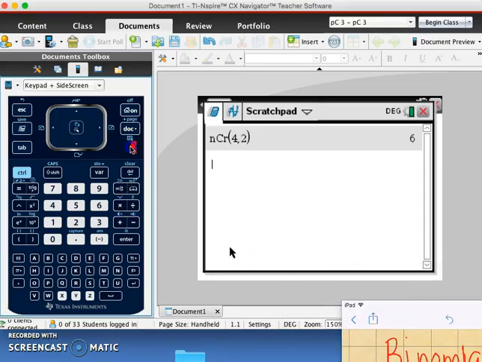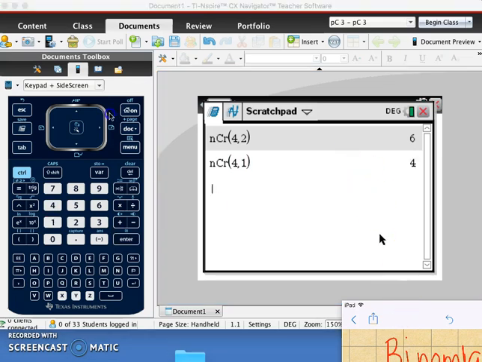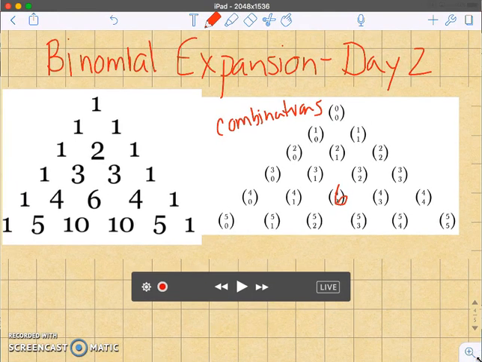Menu, probability, 4, comma 1 is 4. So I'm betting you guys can see these correspond with the numbers in Pascal's triangle. If you remember combinations from last year, with our total number of objects, it's the way that we can arrange the number we're choosing. So 4 choose 3 is we have 4 objects and we're arranging 3 of them, but the order doesn't matter. 1, 2, 3 is the same as 3, 2, 1.